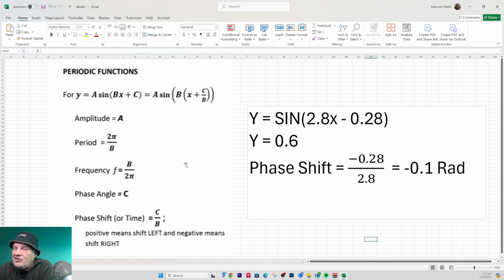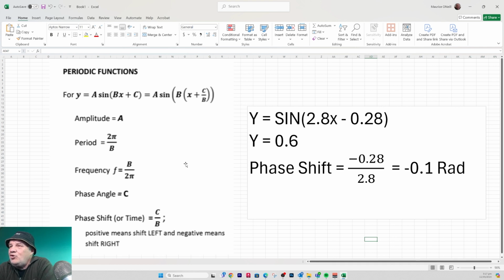We can quite easily calculate the phase shift from what we've got here. The negative 0.28 is C, and B, of course, is 2.8, so that's going to give us a negative 0.1, and this is going to be radians. And the negative means the shift is going to be to the right.